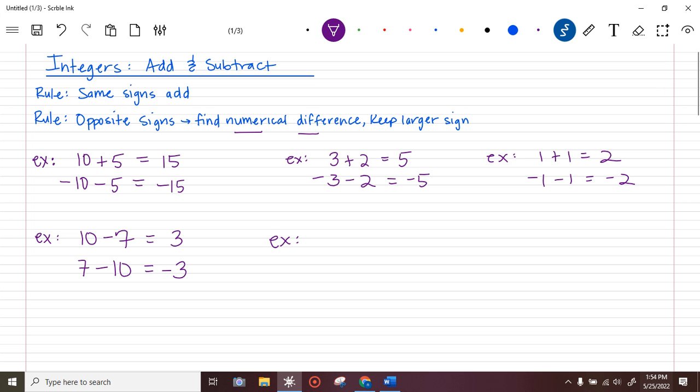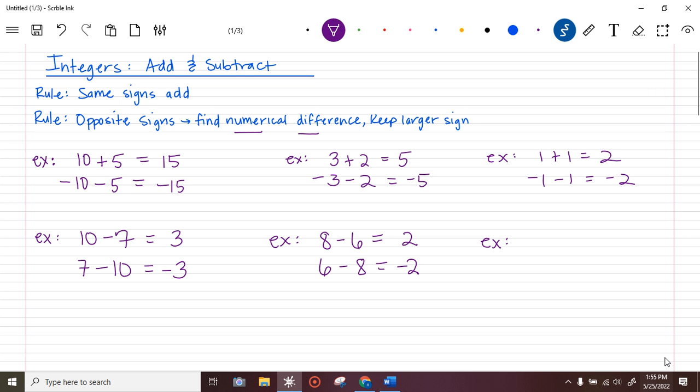Let's do another couple examples. Let's say we had 8 minus 6, right? 8 is positive, 6 is negative. We find the difference between the two numbers, which is 2 spaces. It's a positive 2 because 8 is bigger. So if I reverse the order and I have 6 now and I'm subtracting 8, well, 6 is positive, 8 is negative. The numerical difference between 6 and 8 is 2, and then 8 is bigger, so you just assign the negative.